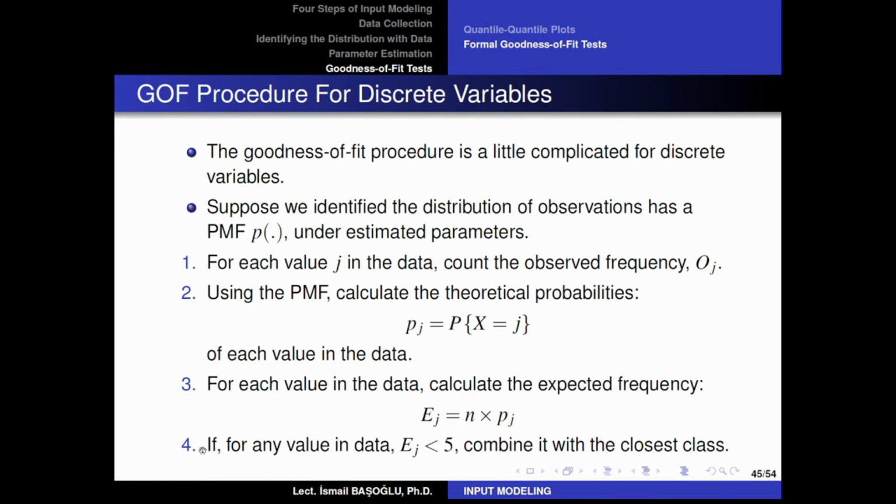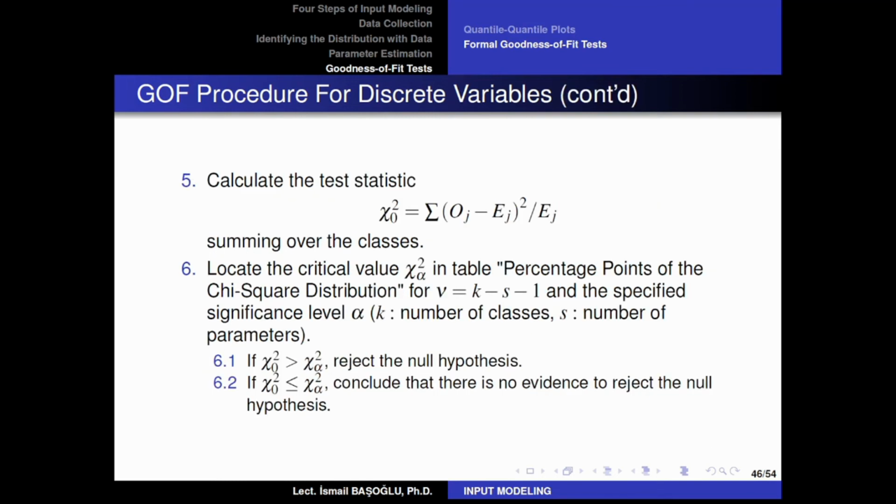And there is one more golden rule, my friends. If the expected number of observations is less than 5 in any of the values, then I need to combine this class with the closest class, because otherwise I cannot have a valid chi-square test statistic. For the chi-square assumption to hold, the expected frequency in any class should be greater than or equal to 5.